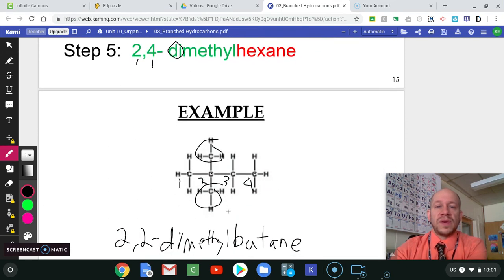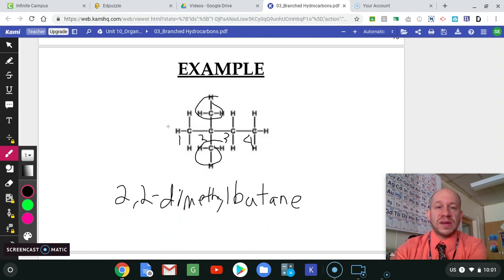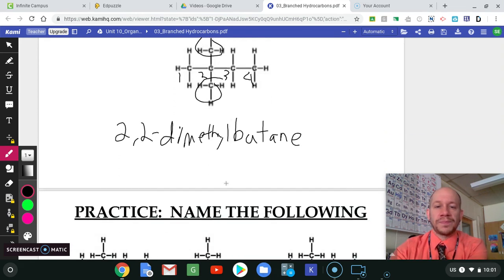For another example, the longest chain in here is 4: 1, 2, 3, 4. There are 2 methyl groups off to the side of carbon number 2. So the parent chain is butane. 2 methyls make a dimethyl, and both of them are on carbon 2, so it's 2,2-dimethylbutane.